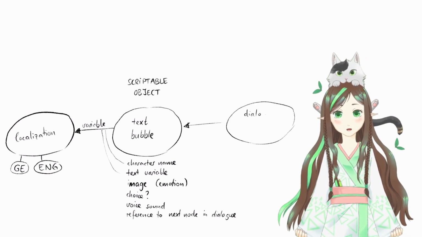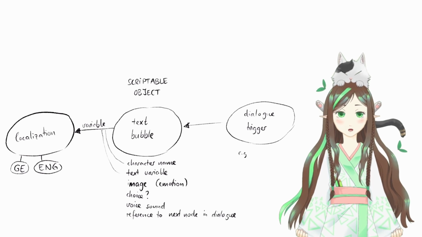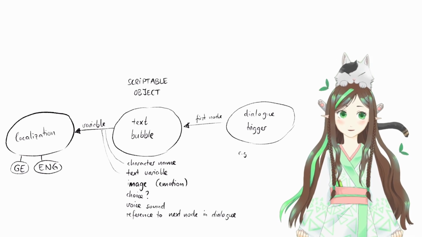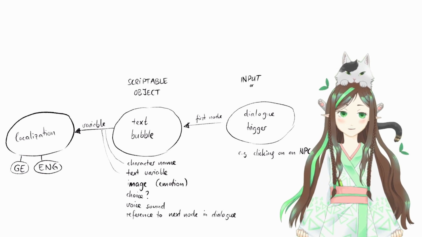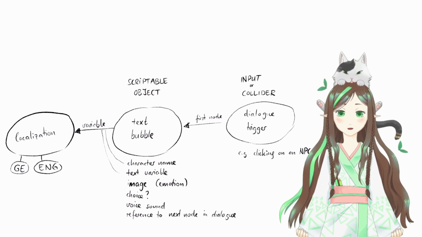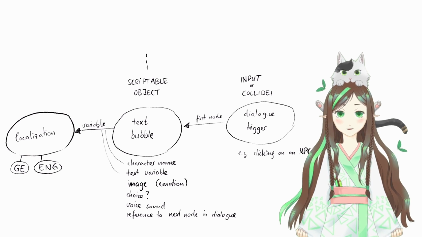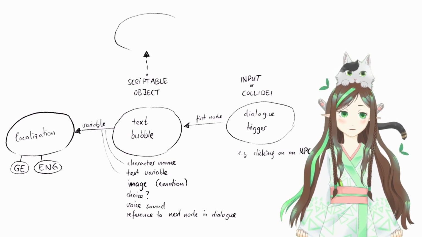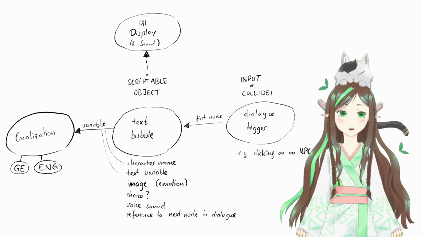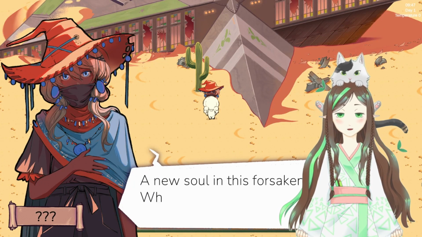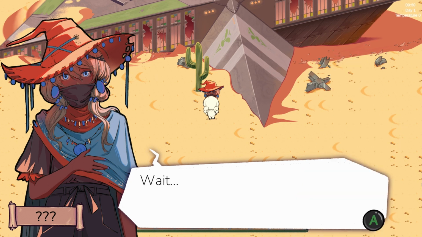I then also have a dialog trigger. These can be colliders with a trigger or when you press a certain button. They link to the first bubble of a dialog and activate the UI display. In the UI script, I handle how and where everything is displayed on screen, and the speed of the dialogue and displaying one letter at a time is also handled there, as well as the sound.